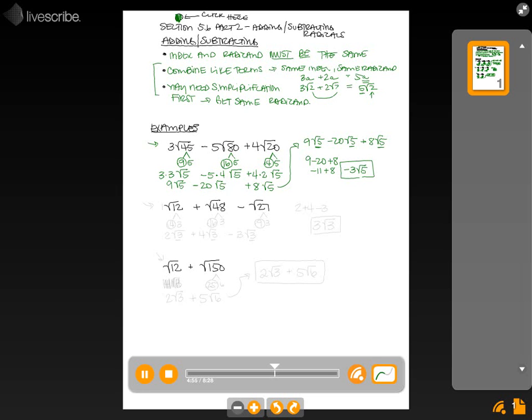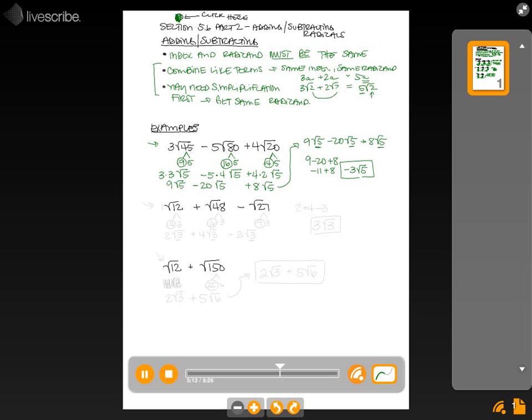Okay? Again, when we use this combining terms idea, we're not changing the radicand. We've already done that. We've simplified it so that we could add and subtract them together. All we're doing is changing the numbers out in front. We have 9 square roots of 5 minus 20 square roots of 5 plus 8 square roots of 5.